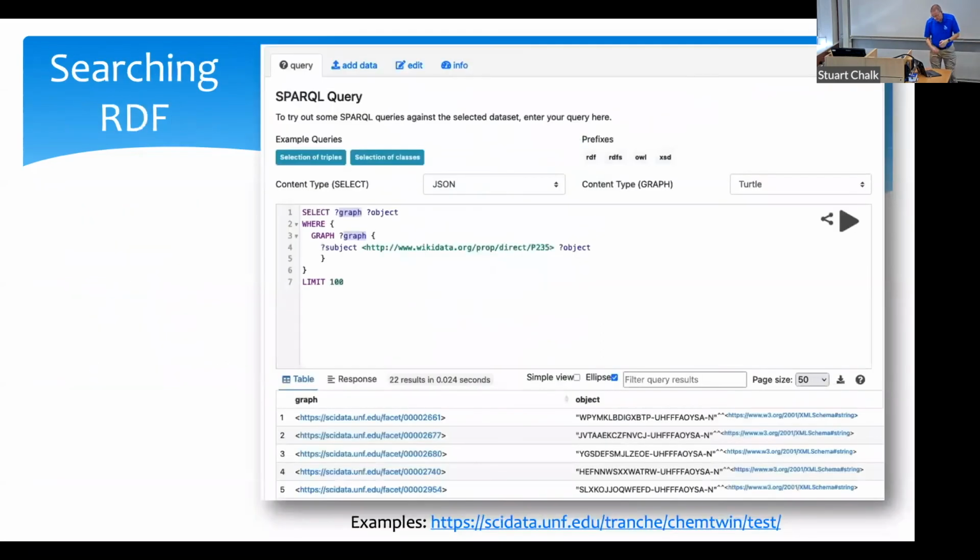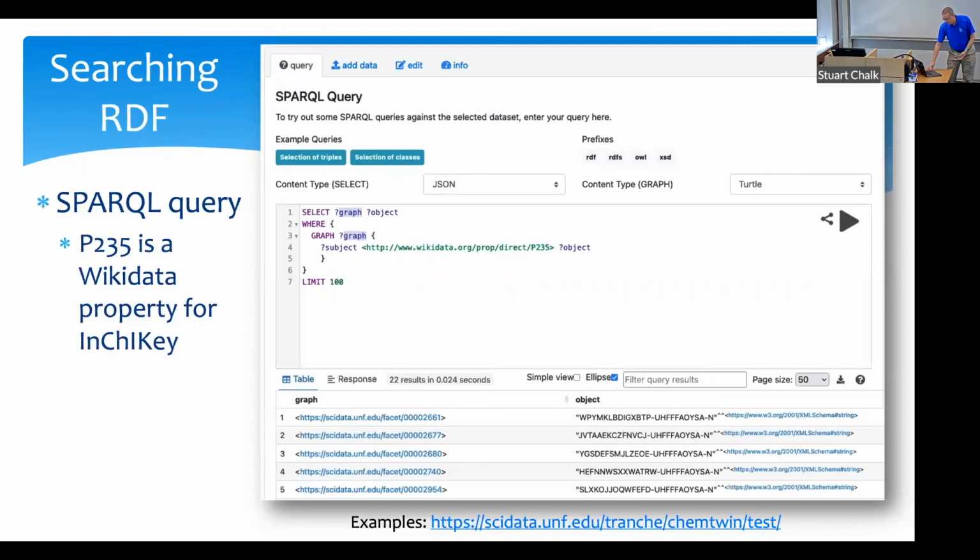Okay, so what does this mean? Well, what we can do is we can create these files, we can put them in a graph database, and we can do searches on them. So this is a specific search for the INCHI key that's associated with each of these files. Very simple example, because it's nice to show a simple example, otherwise it can get too complicated. So this is the Wikidata property for INCHI key specifically.